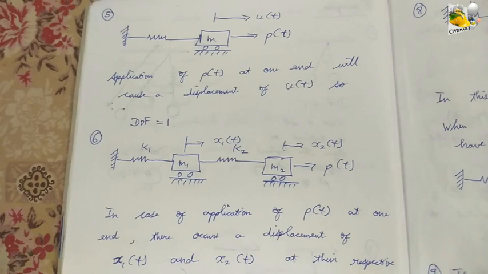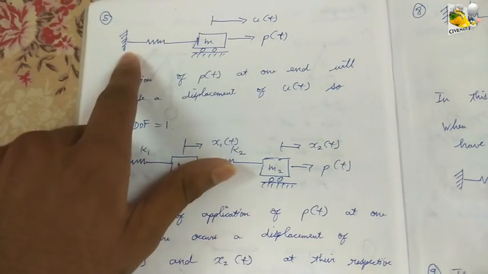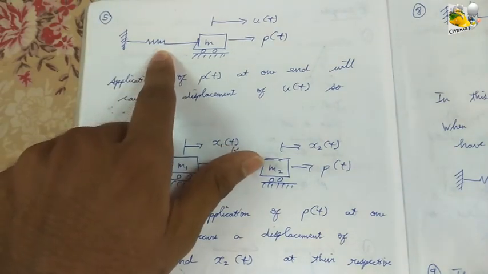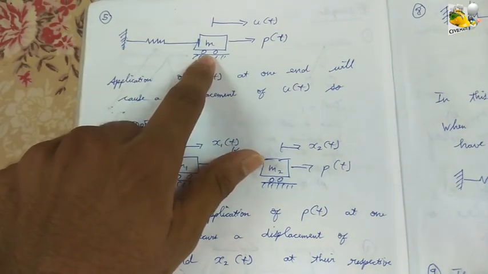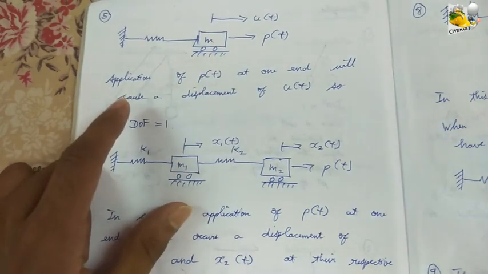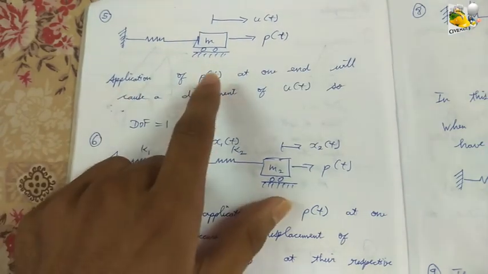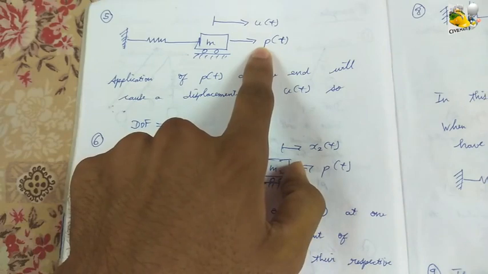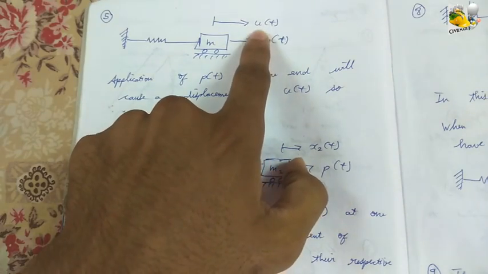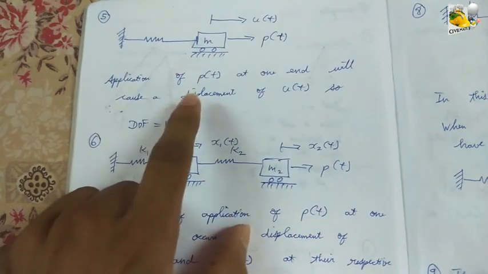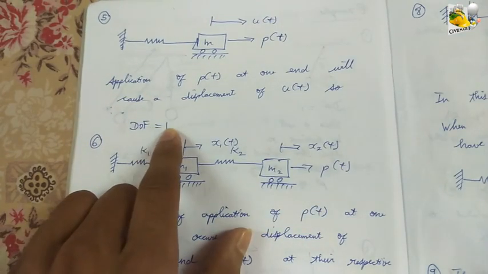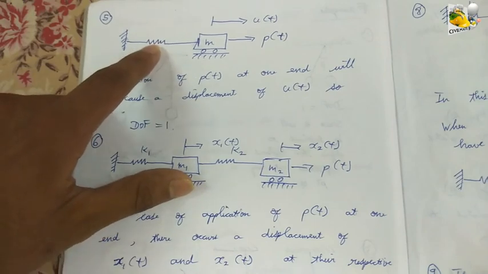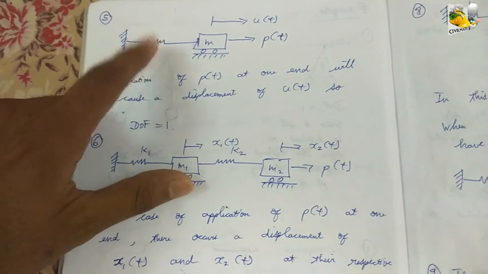Moving on to case 5, consider a system as shown in the figure in which a spring is connected to a rigid support and it has been connected to an object of mass m which has a roller support at its bottom. In application of force, say P of t at one end, a displacement, say U of t, will be taking place over here in which it defines the displacement at this position. So, the degree of freedom is equal to 1 in this case. Note, the spring which has been connected to a rigid support plays no part in defining the degree of freedom in this case.